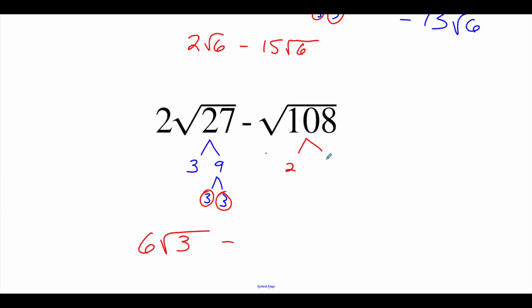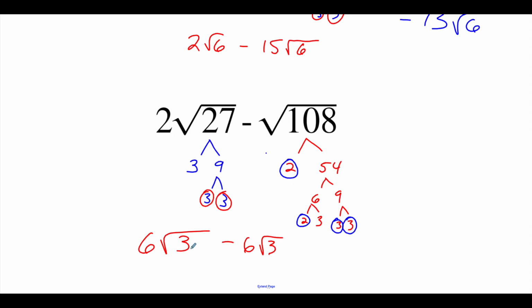Well, I'm going to go 2 times 54, and then 54 breaks down into 6 and 9. 6 breaks down into 2 and 3, and 9 breaks down into 3 and 3. So we've got a pair of 2's that we can take out, and a pair of 3's that we can take out. So if we take out a 2 and a 3, multiply those together, and we get 6. This other 3 doesn't have a pair, so it stays underneath the radical.